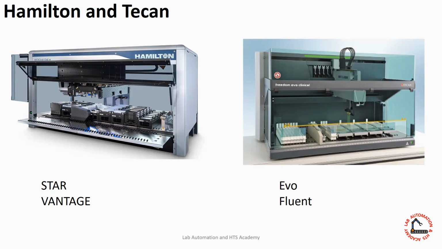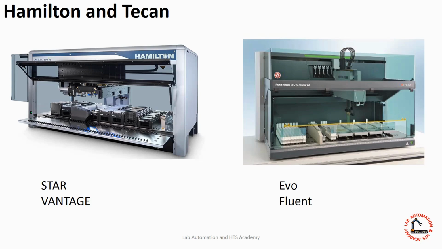But the two most common companies that you probably see in 90% of labs are Hamilton and Tecan. These two companies are the pioneers, the companies that actually created the modern liquid handler robots in the first place. Hamilton and Tecan have different lines of products. And again, it comes back to the size of the deck, how many heads you have, and that's again back to what you want to do.